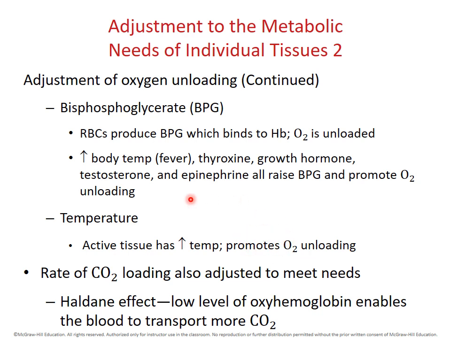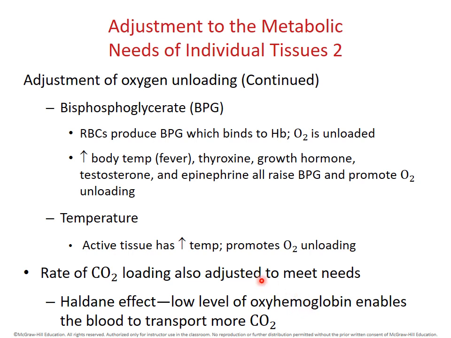Now, the rate at which hemoglobin binds to carbon dioxide is also adjustable, also depends on environmental needs, and the greatest effect is something called the Haldane effect. The Haldane effect is essentially that when levels of oxyhemoglobin are relatively low, which of course is a condition that we find in the tissues, then the blood will be able to transport more carbon dioxide. And this is known as the Haldane effect.